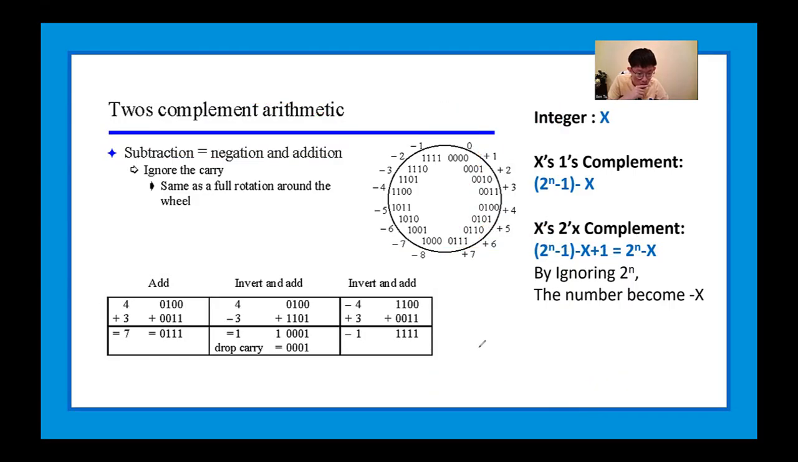Okay, how do we actually calculate a negative number? Let's assume we use a 4-bit system.